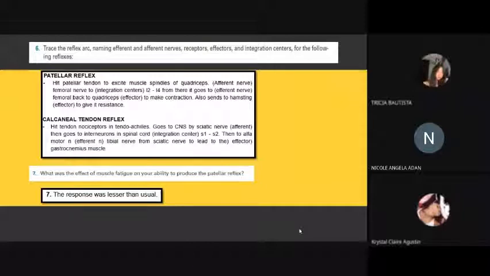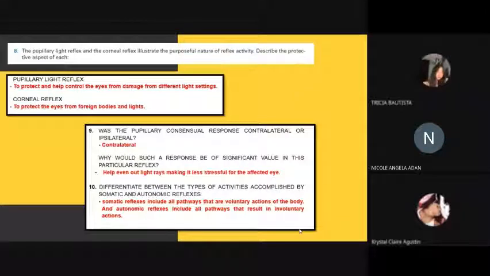What is the effect of muscle fatigue on your ability to produce the patellar reflex? The response was lesser than usual. Next, number 8. The pupillary light reflex and the corneal reflex illustrate the purposeful nature of reflex activity. Describe the protective aspect of each. Pupillary light reflex is to protect and help control the eyes from damage from different light settings. Corneal reflex is to protect the eyes from foreign bodies and lights.